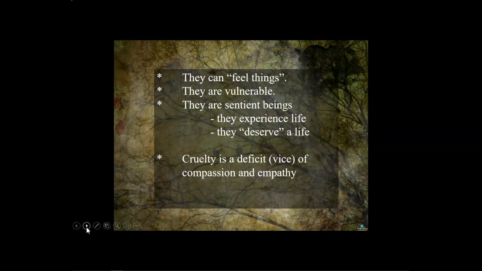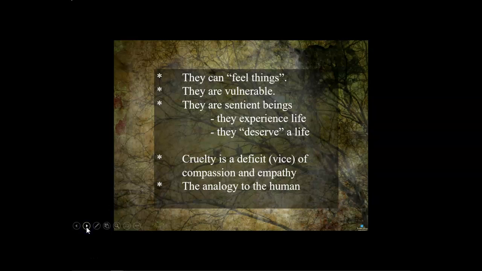Cruelty is a deficit. It's a vice. It's a deficit of compassion and empathy. That makes it a vice. It's not the mean between two extremes. It is the extreme. And so the man or the woman who's practicing cruelty to their horse or to their dog is a person who's involved in vice, in the opposite of virtue.